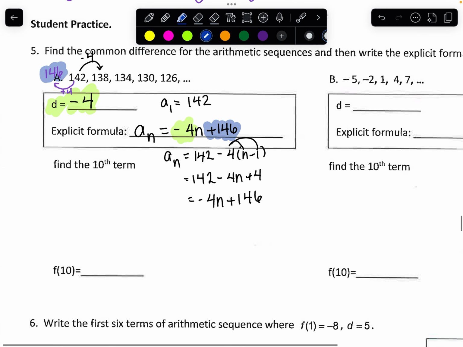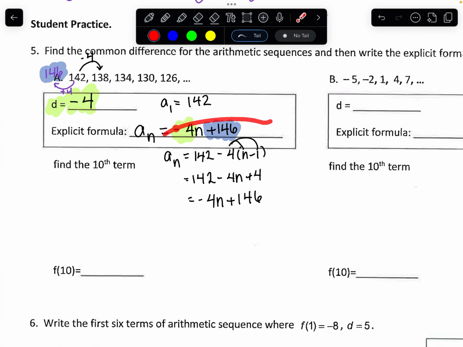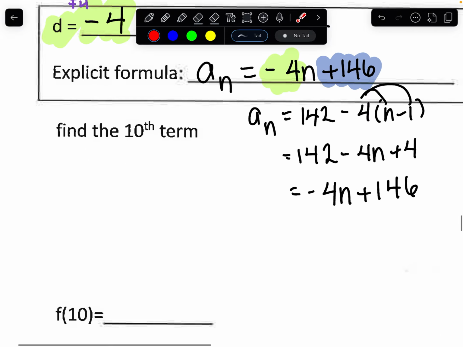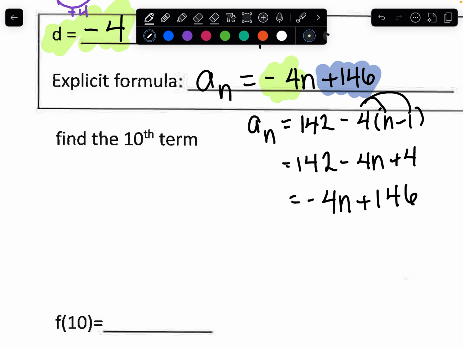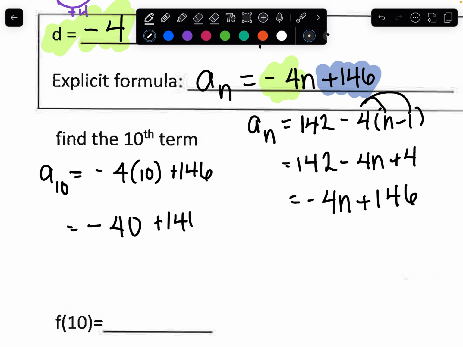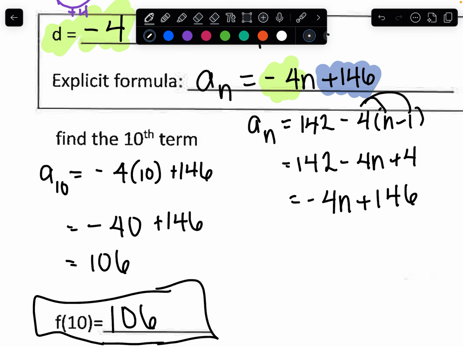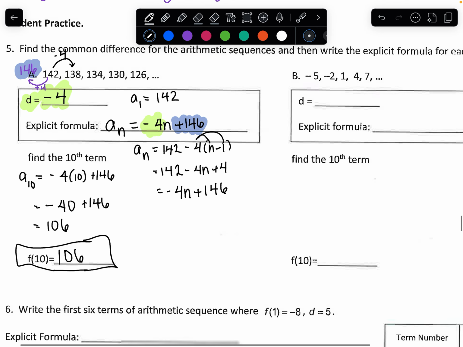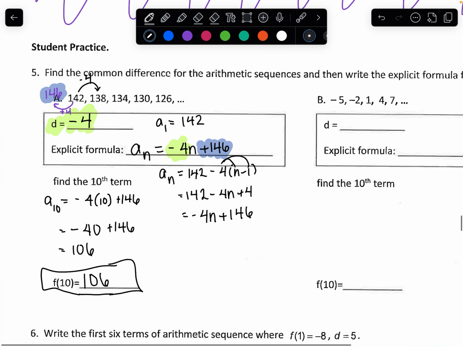And so if you don't get it, do this. It will work every single time. This will also work every single time. You just got to be careful. There's more places to make mistakes. But now that we have our explicit formula, we can find our 10th term, which is negative 4 times 10 plus 146 to get negative 40 plus 146, which is 106. And so this one used function notation, but same rules apply. So there's our answer.